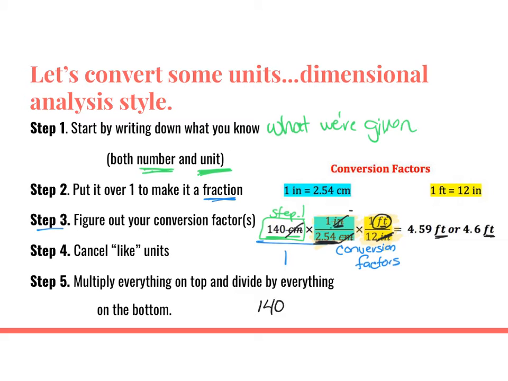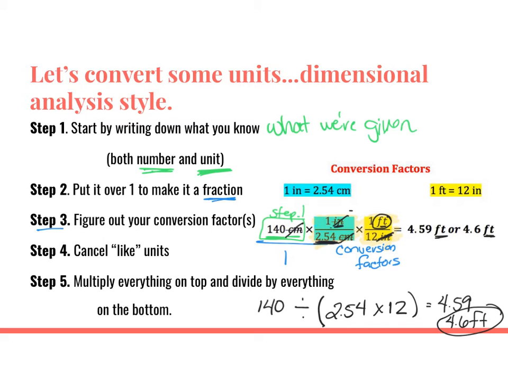You could say times 1 because as you can see that's on the top, but I'm not going to do that. Divided by anything on the bottom. So 2.54 is on the bottom, as well as 12 is on the bottom. So when I take 140 divided by parenthesis, the parenthesis is really important so that your calculator does order of operations. 2.54 times 12, what you end up with is 4.59. We can only have 2 sig figs though, so we end up with 4.6 feet.